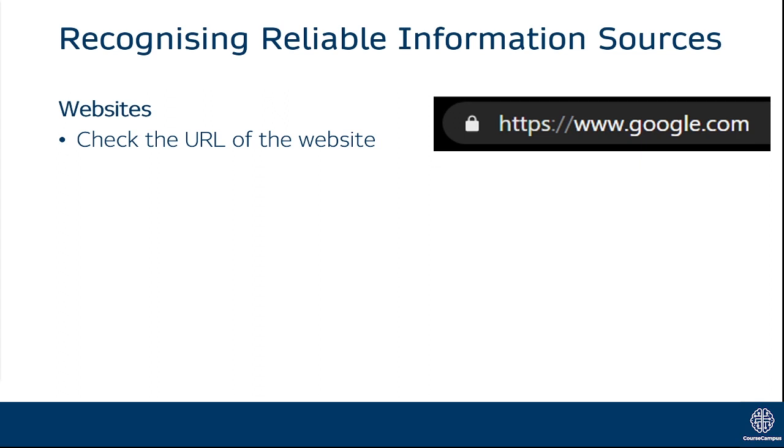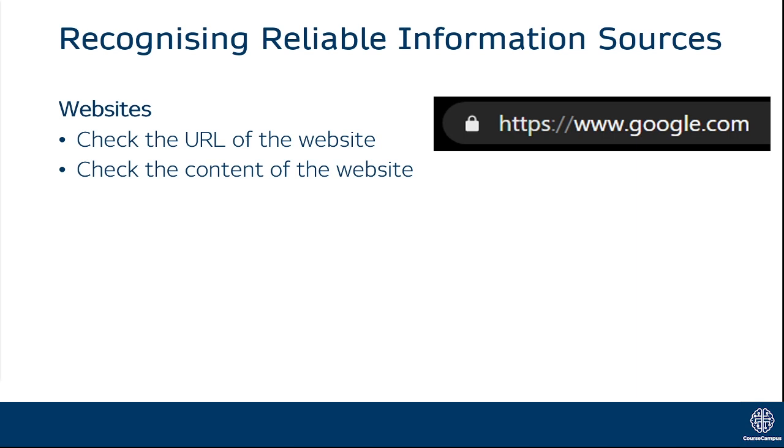Some other tips: check the URL of the website. You can see here this is Google, but it's got HTTPS, so that means that the connection is secure. If it's not got that, it means it's not an encrypted connection, and the information can be hacked. And it's probably not going to be a real website usually as well. Any serious website, any professional website will have the HTTPS security.